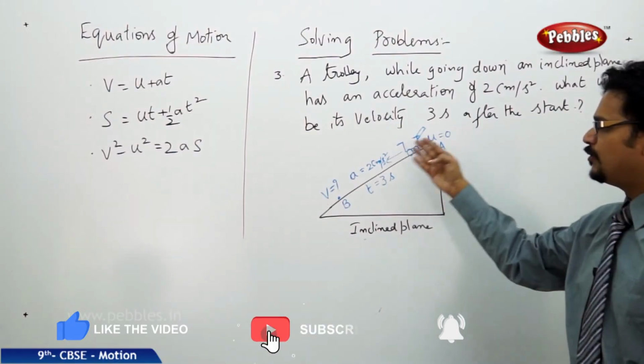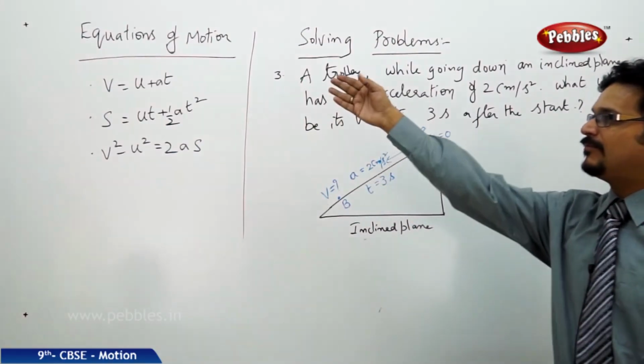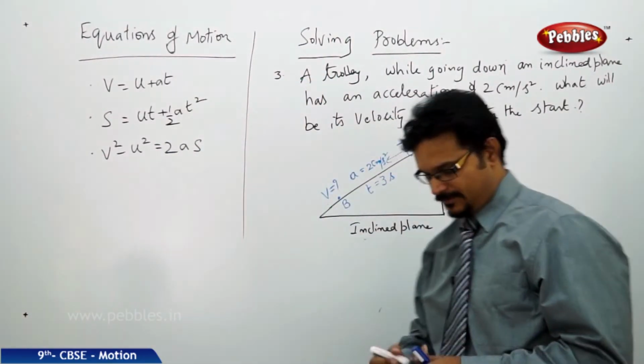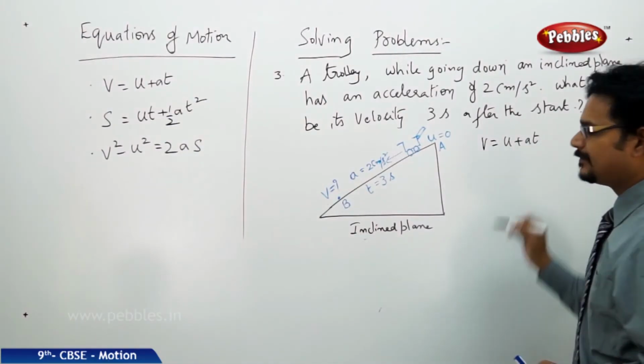So we know u, a, t, and we need to find v. So which equation can be useful? Yes, obviously the first equation. So write it down here, v equal to u plus at.